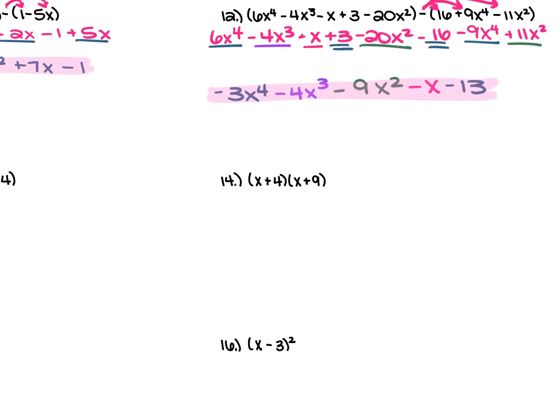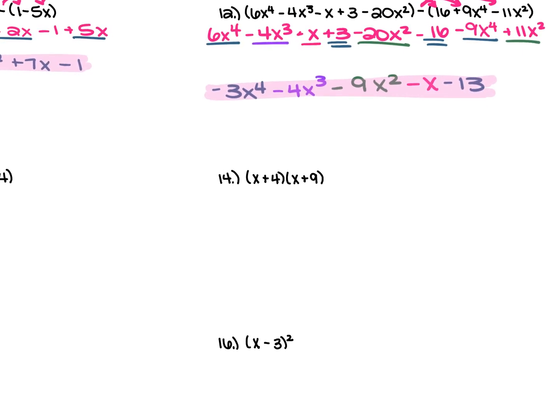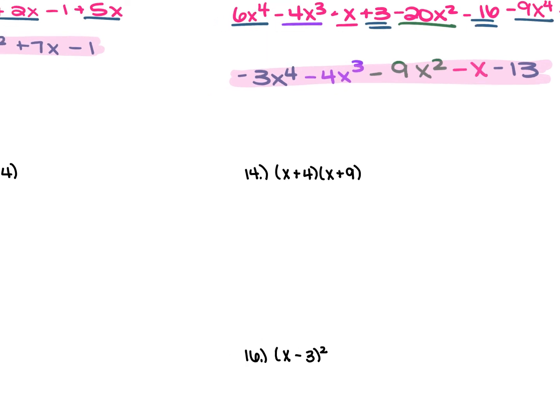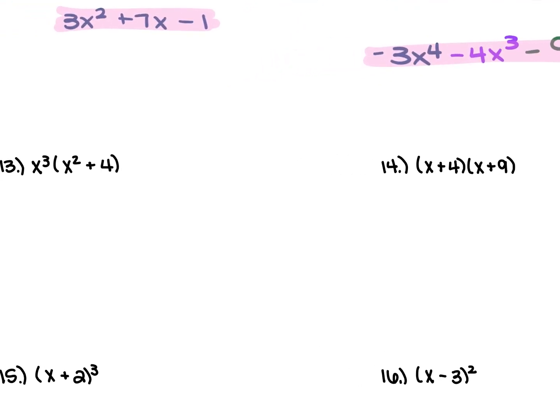For 13, you have x cubed times x squared plus 4. So this one we're just distributing that x cubed in. So remember, when we're working with two bases that are the same, we're adding their powers. So we're going to do x cubed times x squared, which gives us x to the fifth power, and then x cubed times 4, which is 4x cubed. They are not like terms, so you cannot combine them.